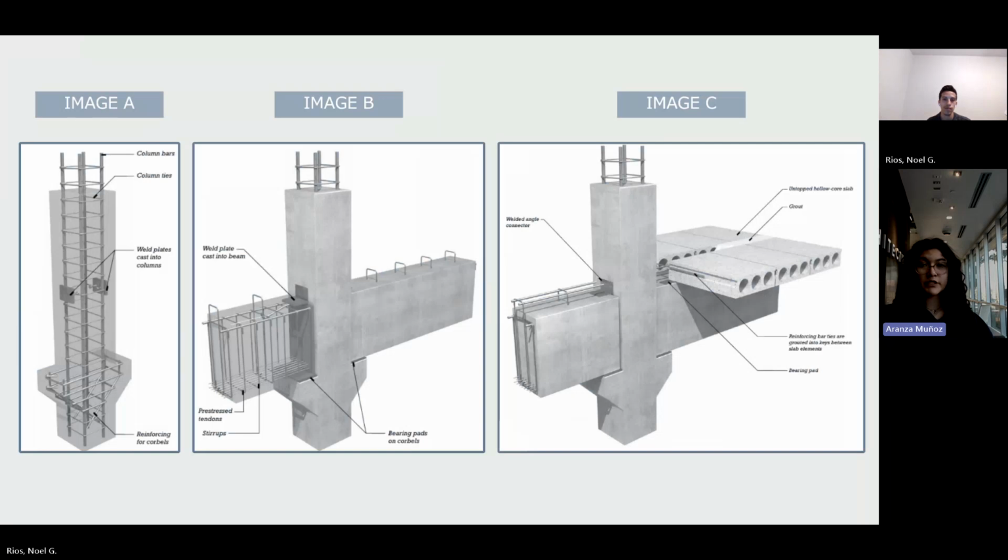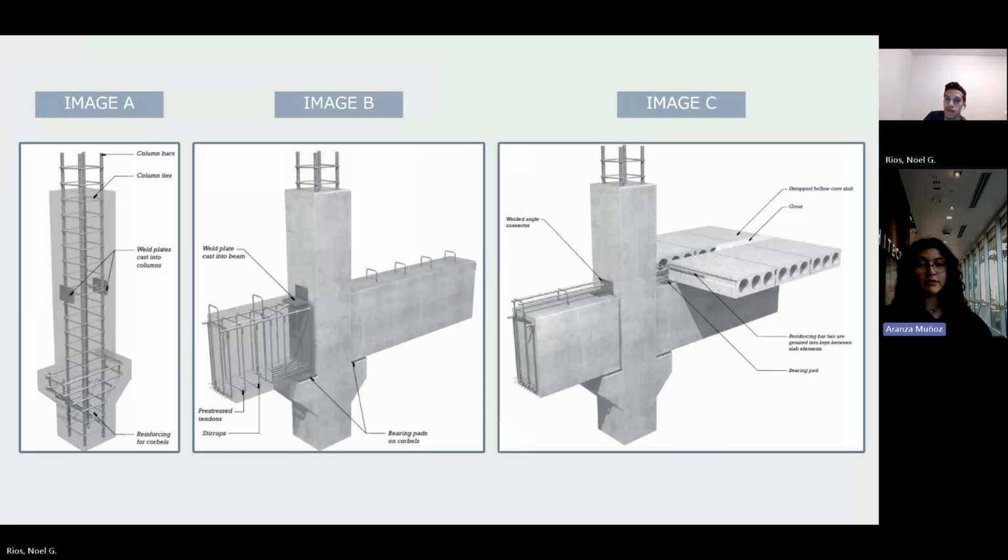The first picture demonstrates weld plates that are cast into the column, and picture B represents beams being placed on bearing pads on the corbels, where a weld plate is cast into the top of each beam at the end. In image C, short pieces of steel angle are welded to the plates to join the beams to the columns. Smooth-topped hollow core precast concrete planks are placed on bearing pads on top of each beam.